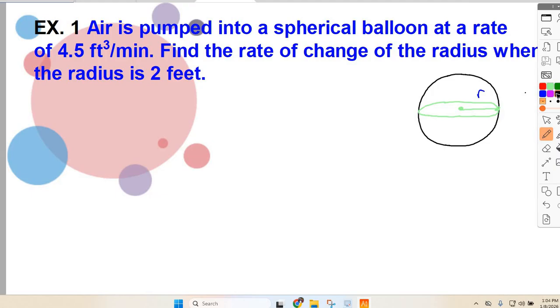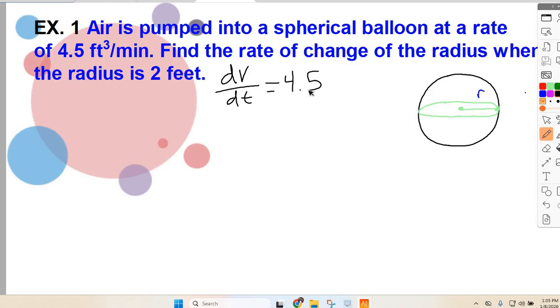So it says air responds into a spherical balloon at a rate of 4.5 feet cubed per minute. What does that represent? The rate of change in volume. Okay, how did we figure that out? It says feet cubed. If something is in cubic units, then there's a good chance that it's going to be volume. Also, if we think through it, air is going to be filling up the entire balloon, so the balloon will be expanding. So the space on the inside is what is growing, and that is represented by volume.